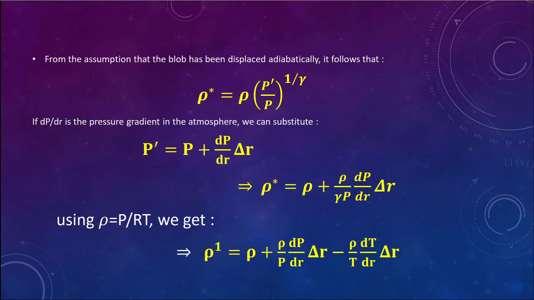So here d rho by dr and dT by dr are the density and temperature gradients in the atmosphere. That is how the density and temperature vary when there is a variation in r. And so from these two above equations, we get that. Next slide, please.